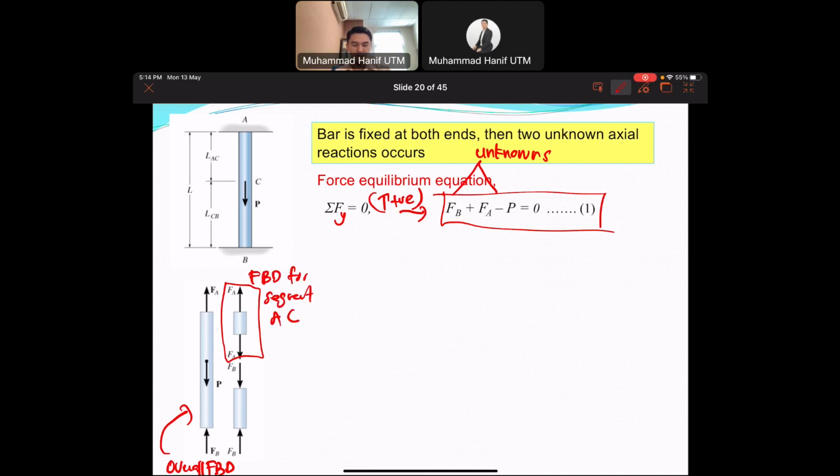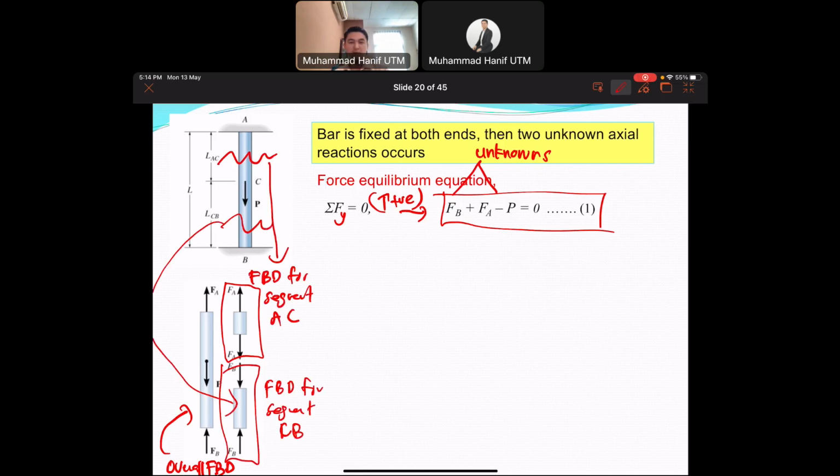So you cut it here. The second one is FBD for segment CB. So you cut it here, you will get this. Once you have these segments, then you can determine the internal load.